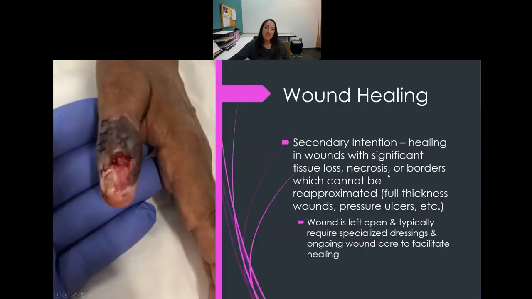Secondary intention is when enough tissue is lost that you cannot bring the edges of the skin together. If you look at this thumb, there's a portion where there are stitches where they were able to bring the skin together, and then there's a portion where the skin is just open. That is secondary intention, where enough of the tissue is lost, or if the borders are irregular, or if there's parts that are dying, that you cannot close it with sutures.